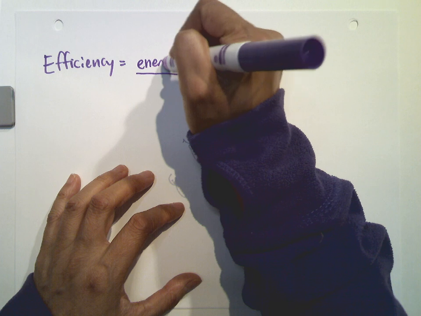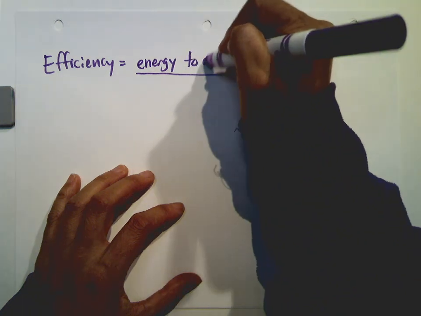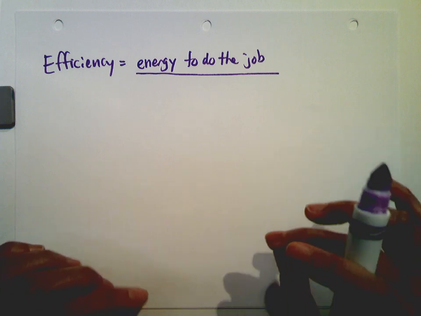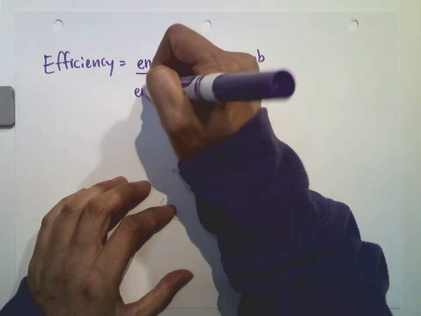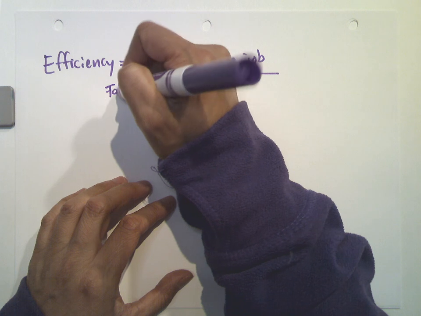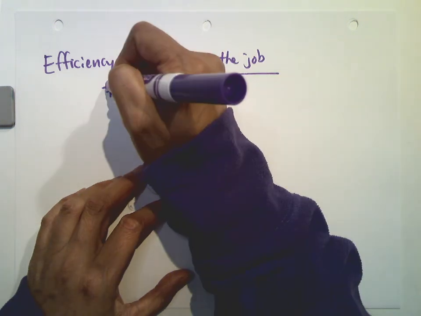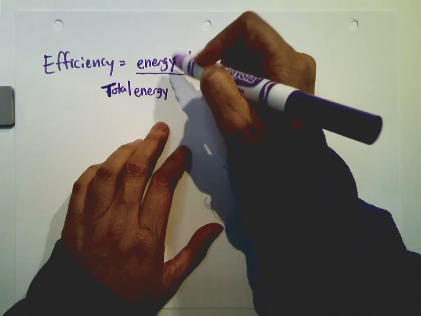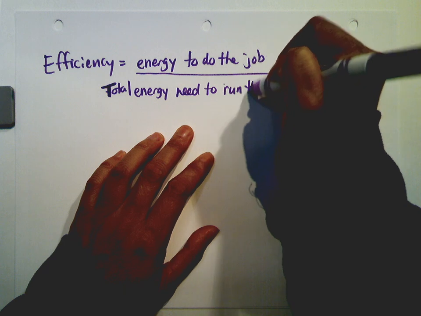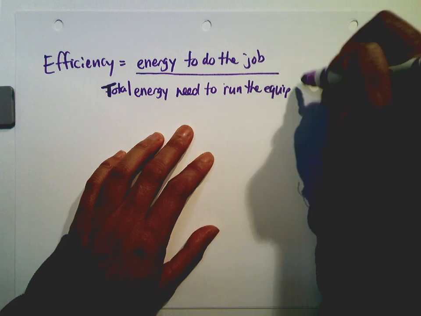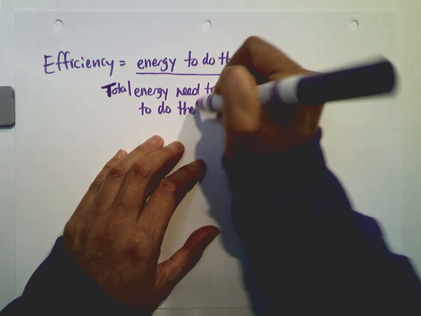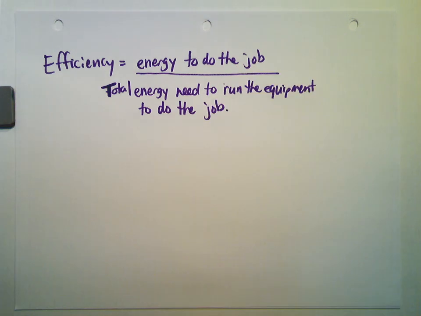So this is energy to do the job, all right? The job that you want done. And then this is the energy, and I'm going to write total energy needed to run the equipment to do the job. So there's a difference, okay?